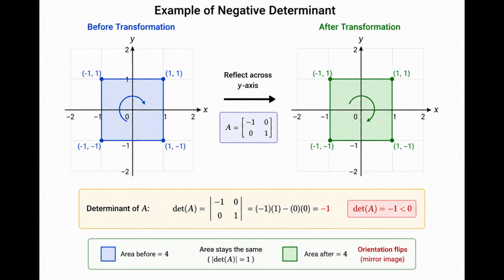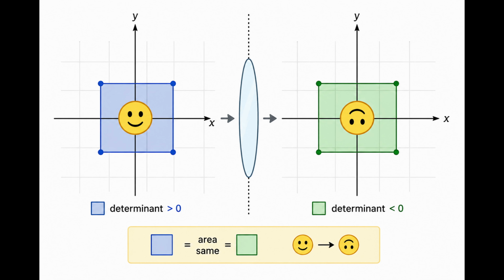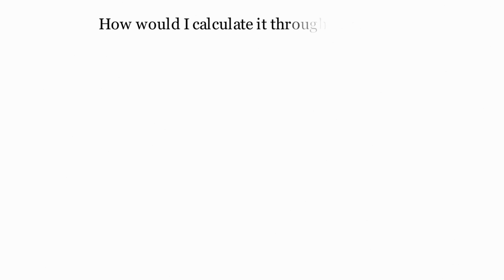What does a negative determinant mean? Sometimes the area stays the same, but the transformation flips the space, like looking in a mirror. The area is unchanged, but orientation flips. The determinant becomes negative. Now, how would I calculate it through a formula?